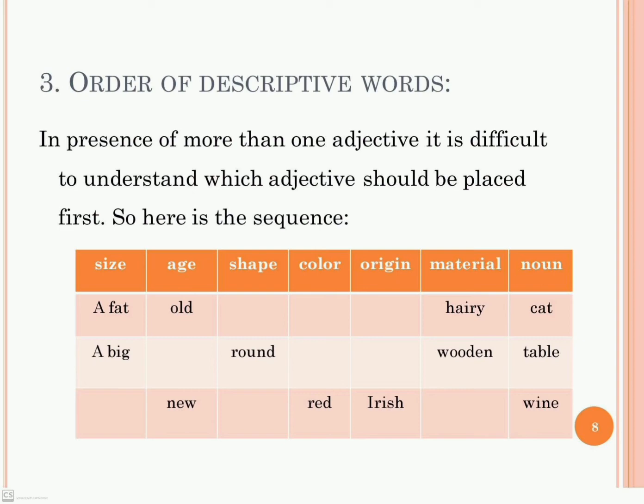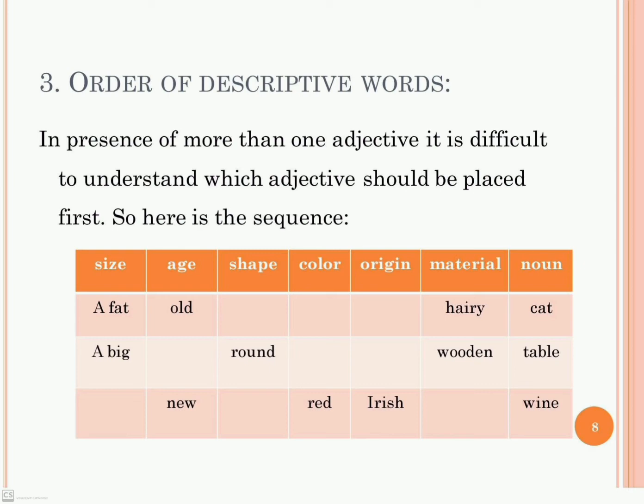Order of descriptive words. Sometimes more than one descriptive word comes in a sentence. So how are we supposed to place those adjectives? In the presence of more than one adjective, it is difficult to understand which adjective should be placed first. So here is the sequence. First and foremost, we place size and then age, shape, color, origin, material, and noun. Here is an example. It is not necessary that all these adjectives are present in a single sentence.